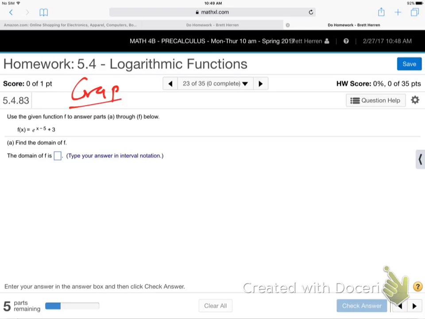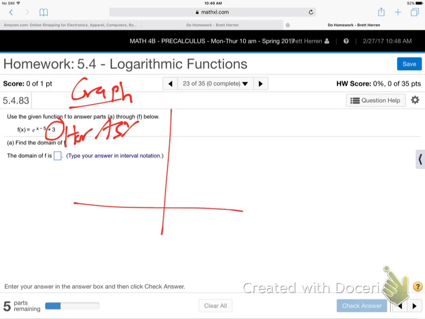What's the first step in graphing that thing? Horizontal asymptote. Horizontal, which is what? 3. That's the horizontal asymptote at positive 3. Right? Positive 3. All right, then make the XY chart.